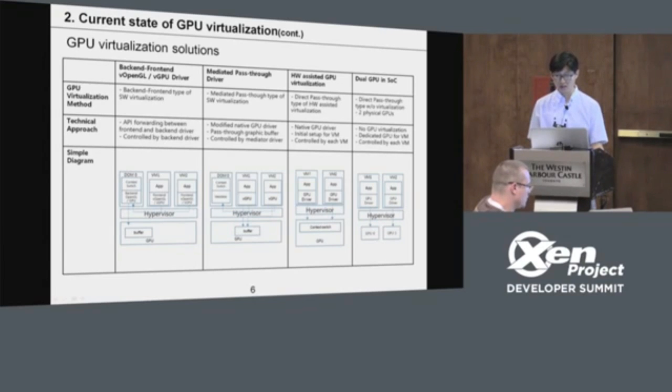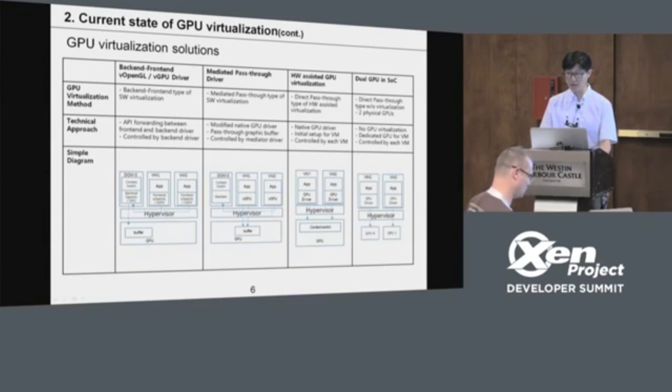The third type is the hardware-assisted GPU virtualization type, like NVIDIA's GPU. It is hardware-assisted full virtualization. The GPU manager driver initializes the GPU to allow the guest OS to access the GPU directly. It can use the native GPU driver. Each VM, each guest OS, controls a limited GPU resource directly.